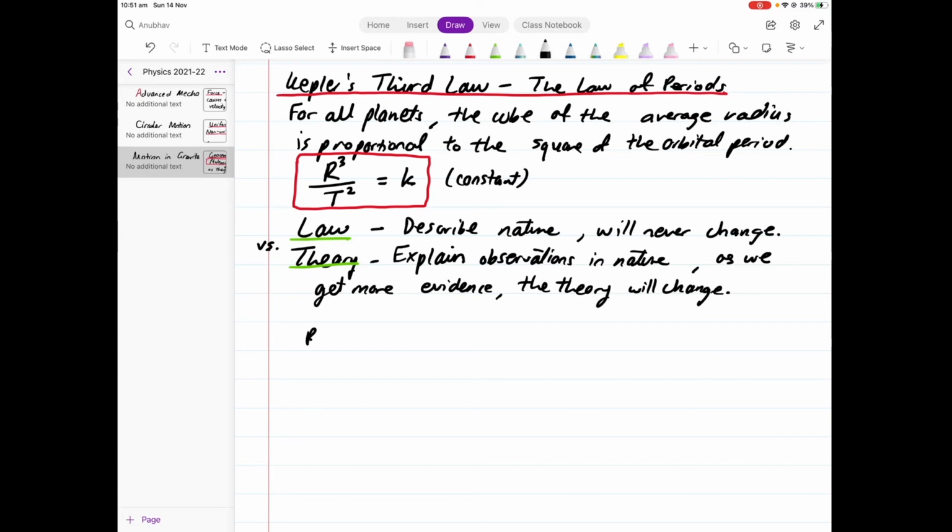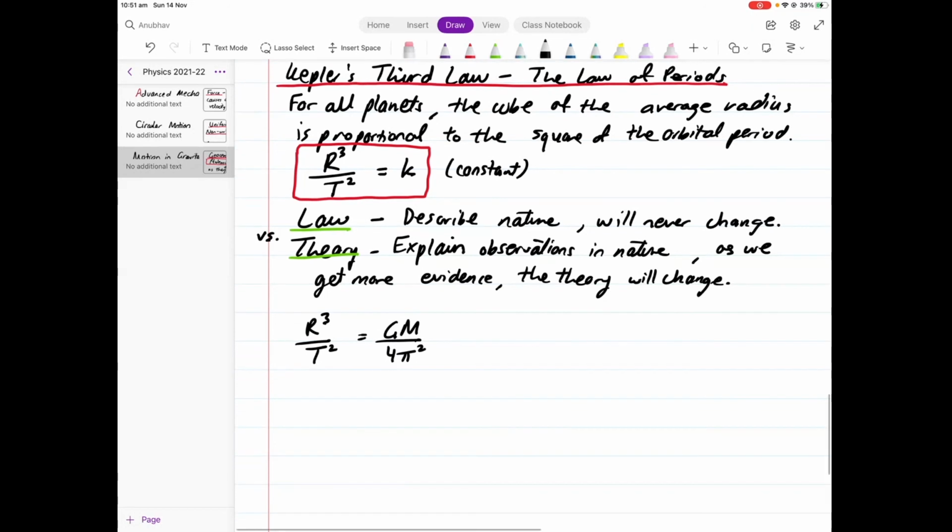Okay, on the formula sheet, do you guys see this? R cubed on T squared equals GM on 4 pi squared. Find it. Try labeling all of this stuff. What do you think these variables are? 4 pi squared is a constant. It's just a denominator factor. Okay, I found it. Did you find it as well, Sana? Yes. Good.